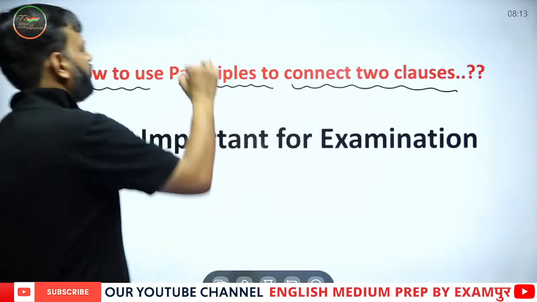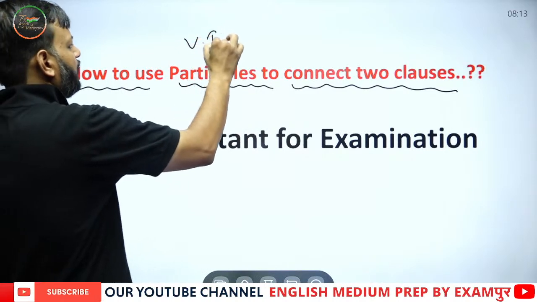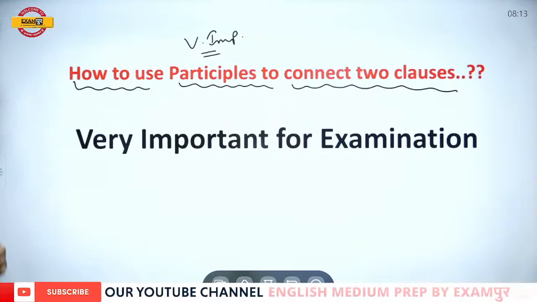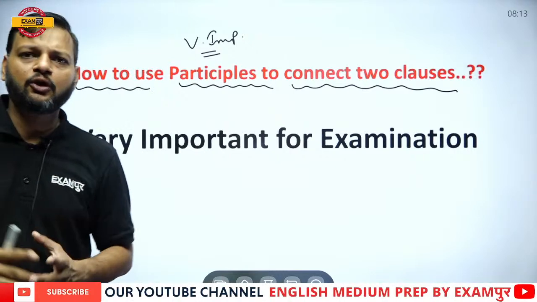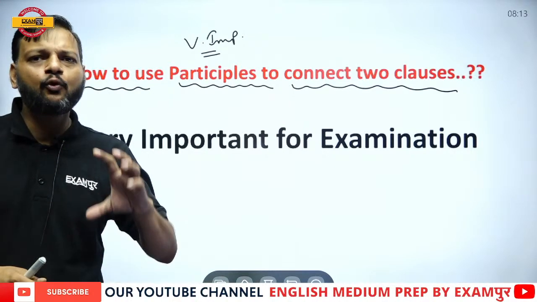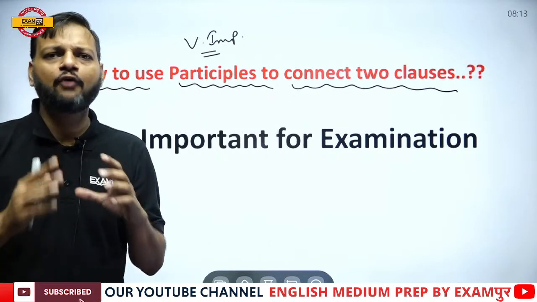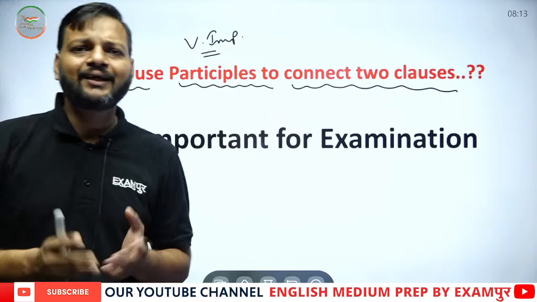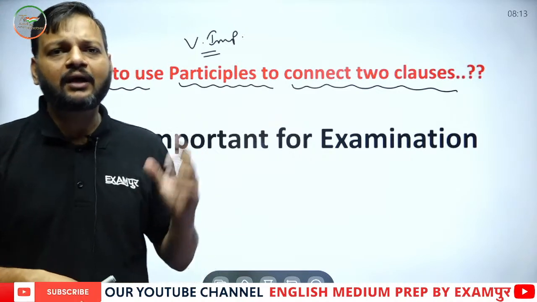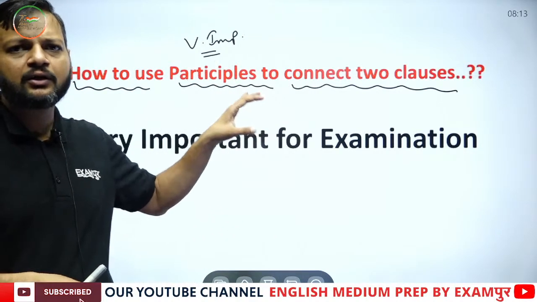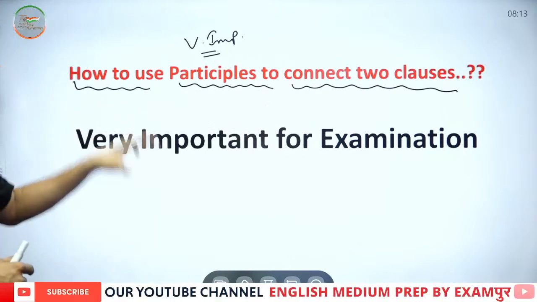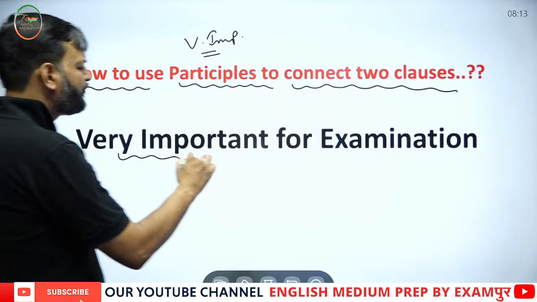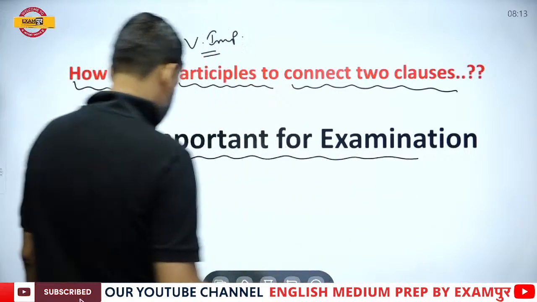Now this is very important. How to use participles to connect two clauses? This is the most important use of a participle, right? Most of the questions that are asked in the examination come from this particular rule. So how to use participles to connect two clauses? This is very, very important for your examination.